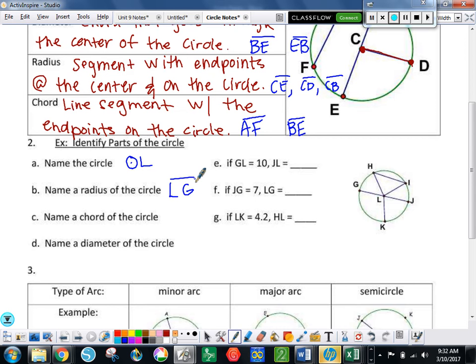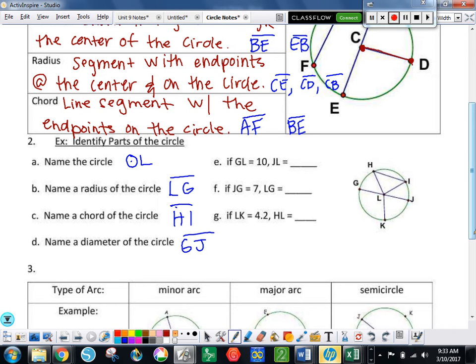You're welcome. All right, now name a chord on the circle. So everybody at the same time say a chord. HI. HI. DJ. DJ one? Yep. So HI, DJ. Those are the 2 chords. Specifically, name a diameter. That one. On the test, if you don't put the appropriate hat on top, I call it a segment hat, the points will be less.